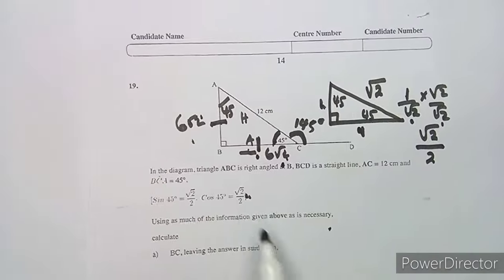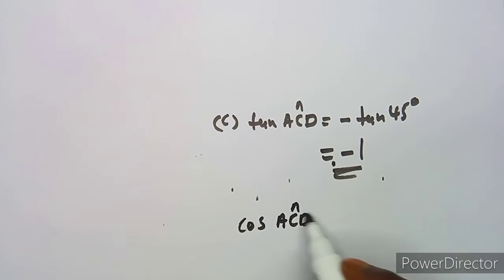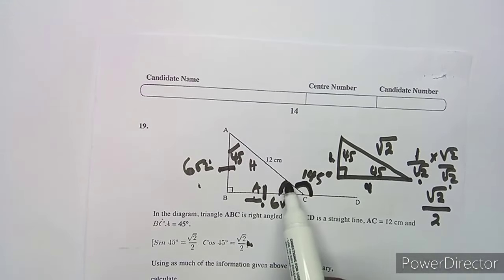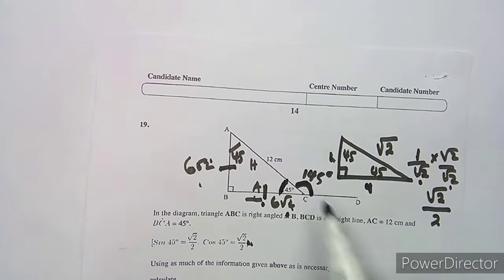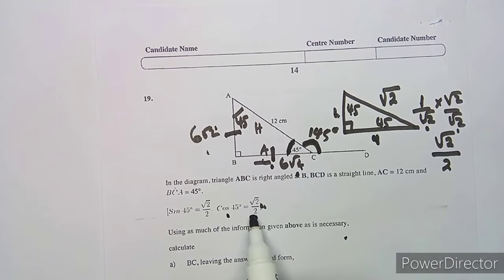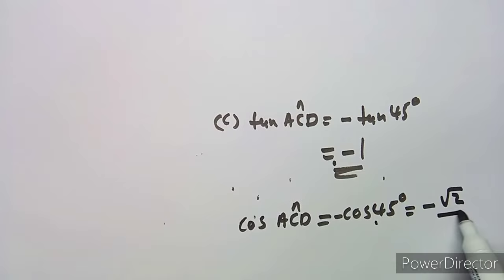So take note, we are not asked this one, but let's say they asked cos ACD, it was going to be minus cos 45 degrees. Why? It's an obtuse angle of 45 degrees, so it's minus. It's only sine which remains positive. Cos 45 we are already given. Cos 45 is square root of 2 over 2, so it's going to be minus square root of 2 over 2. We are already given that one.